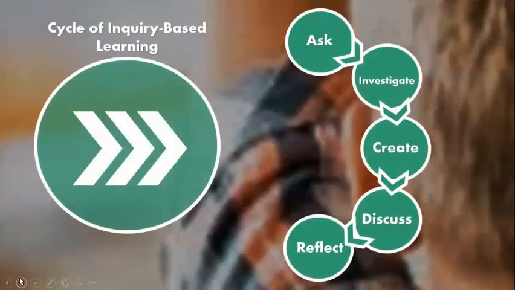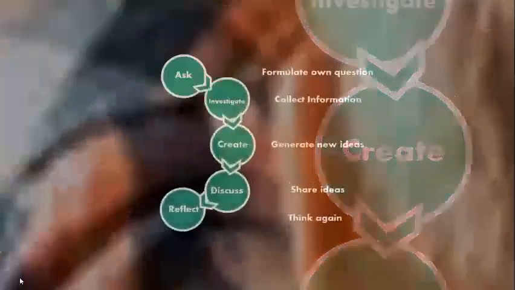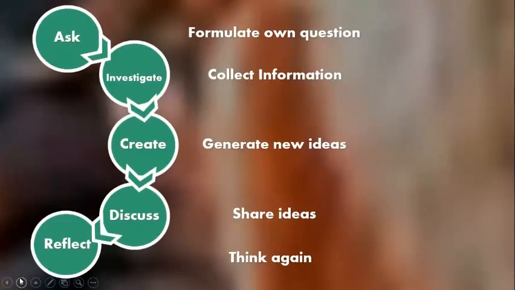There are 5 cycles in inquiry-based learning. The first step is inquiry: formulation of the topic to set questions related to the topic of inquiry. The question can be posed by a teacher or by the students. Sometimes the question is referred to as a hypothesis or a problem statement.